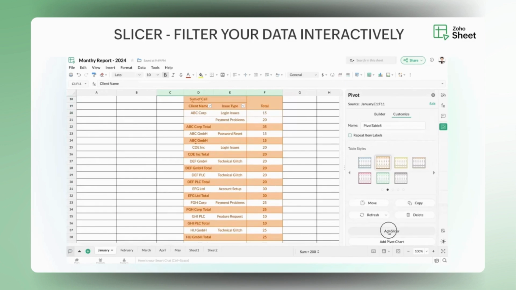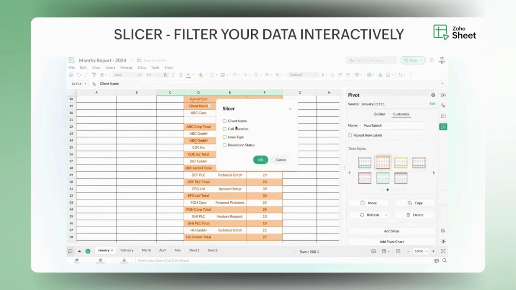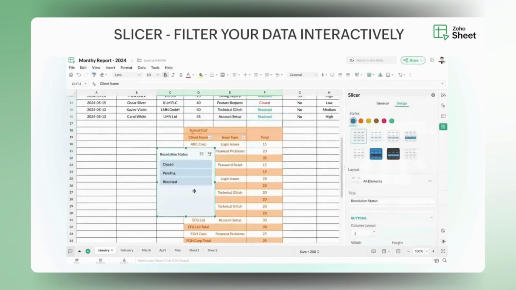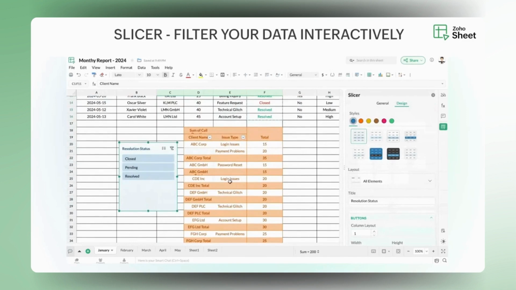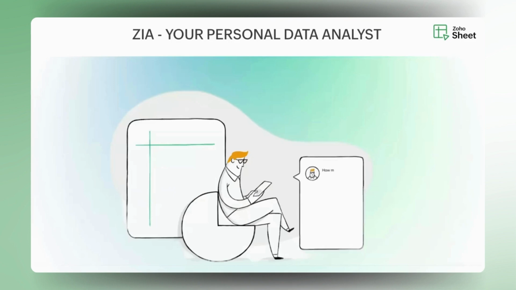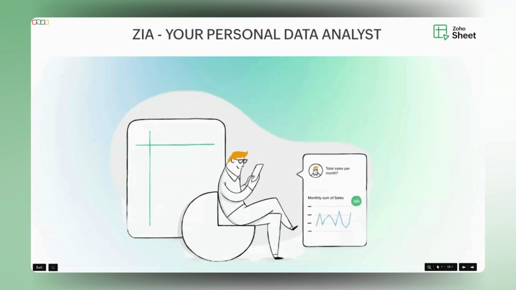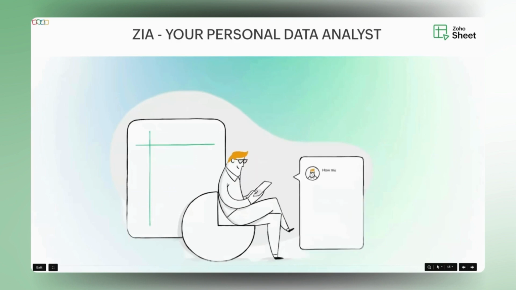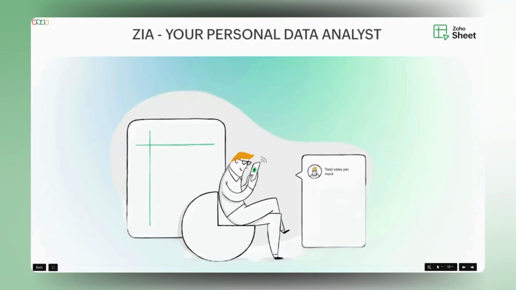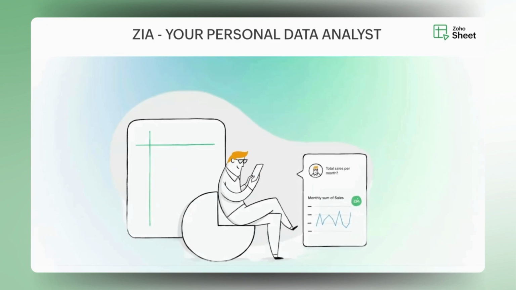Yes, Rohit. Slicers make data filtering so much more intuitive. Turning field values into interactive buttons simplifies the entire process and makes exploring large datasets more engaging. Now let's shift our focus to Zia, Zoho's AI-powered assistant designed to help you analyze your data effortlessly. With Zia, you can get recommended charts, pivot tables, and insights about your data. You can also ask data-related questions and receive instant answers as well.